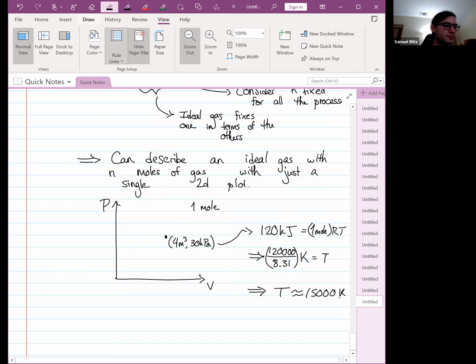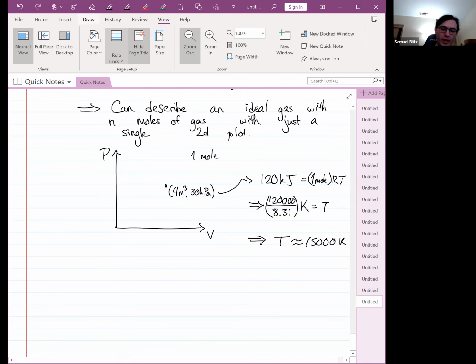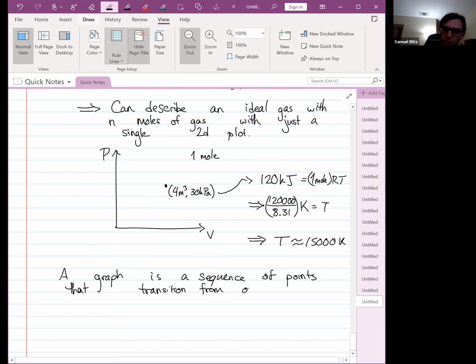Now, this is a point. A point describes a state. So what about a sequence of points? Well, it turns out, and maybe this is quite obvious, a graph is a continuous sequence of points. Actually, a graph doesn't have to be continuous. It is a sequence of points that transition from one state to another. Equilibrium state.